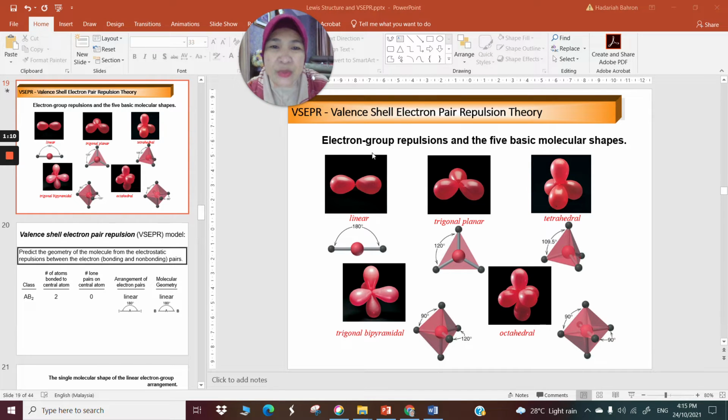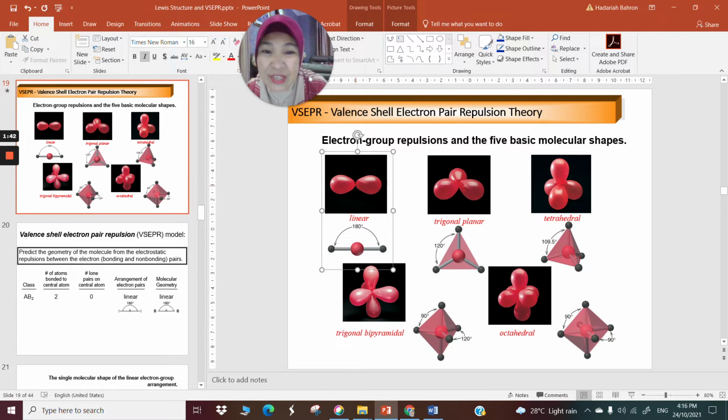Now, electron group repulsions occur. They don't like to be compressed too close to one another. They repel each other, these electron pairs, and that gives rise to 5 basic molecular shapes. You have the linear shape, which looks like this, where you have a central atom in the middle, and another atom at the end on the left, and another atom at the end on the right, and you get a linear shape.